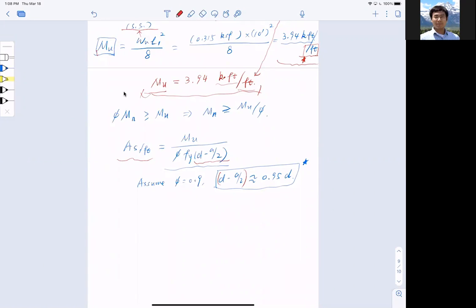So now we need to find the distance between the compression and tension. And this d minus a/2 here can roughly be estimated as 0.95 d, the depth again. So that is how we find the distance. This is where we left off.